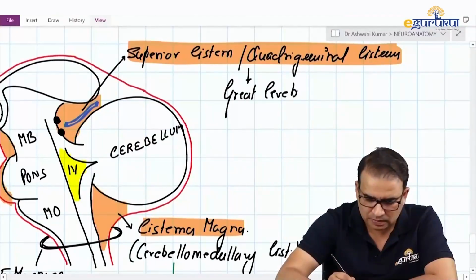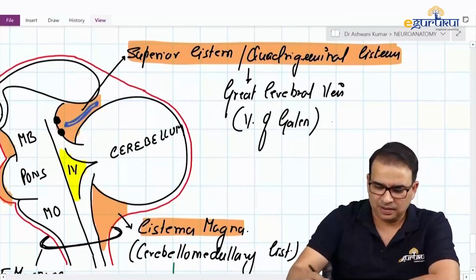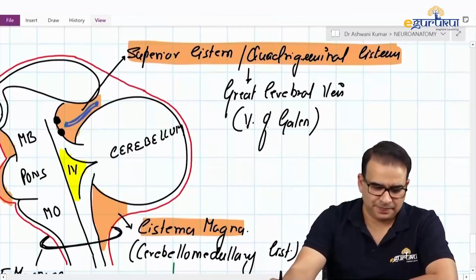Great cerebral vein, also called vein of Galen. Where exactly this vein of Galen is, we will be discussing in the blood supply part of the brain. But as of now, just write the content.